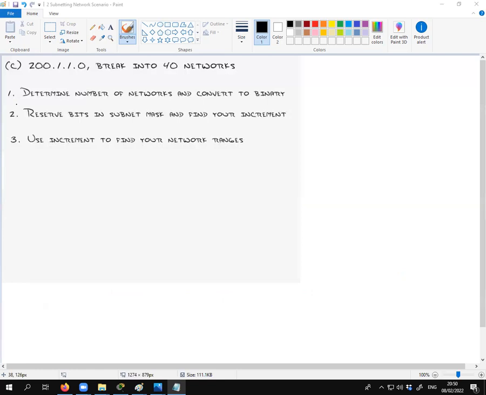Step number 1, determine the number of networks converted into binary. Again, it's always useful to have my table. So it's 128, 64, 32, 16, 8, 4, 2, and 1. So determine the number of networks, 40, convert into binary. All we're doing at the very start is finding out how many bits it takes to make 40.